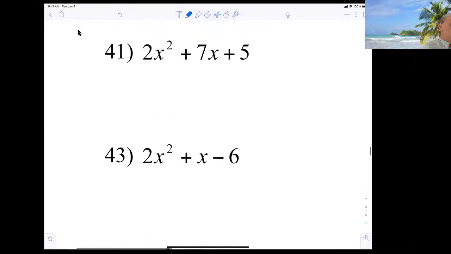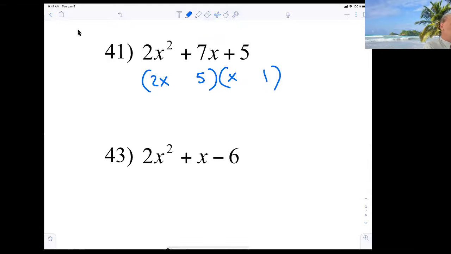All right, here we go. Is there a GCF in 41? No, so it's just old school. Where does the 5 go? And the 1 goes, and they're both. All right, man, if you got that, that's good. That's how fast it should be.